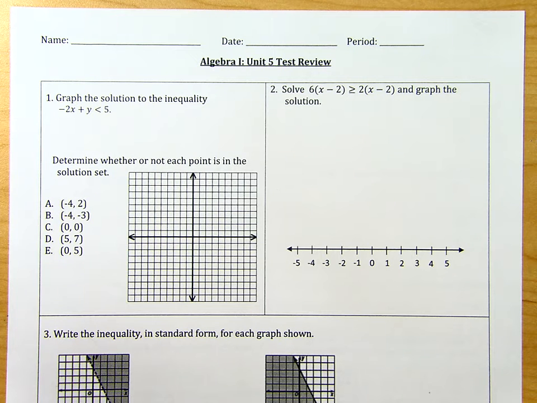Okay, in this video we are looking at the Unit 5 test review. We will go ahead and start with problem number 1. Graph the solution to the inequality negative 2x plus y is less than 5.